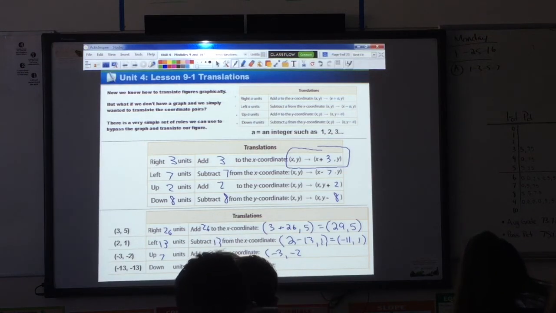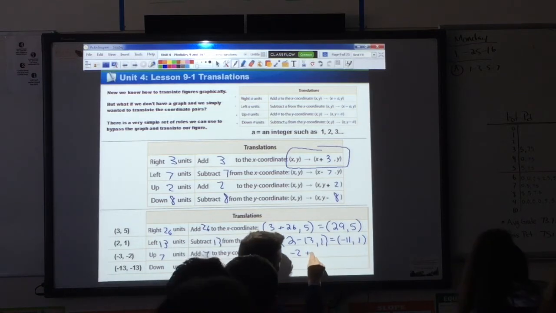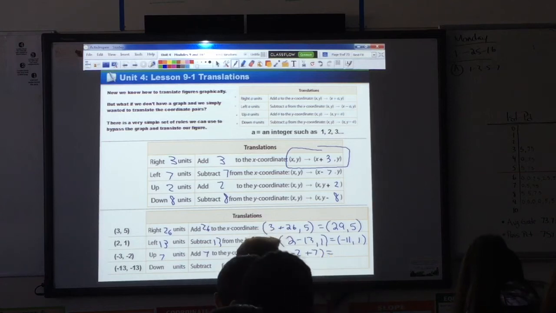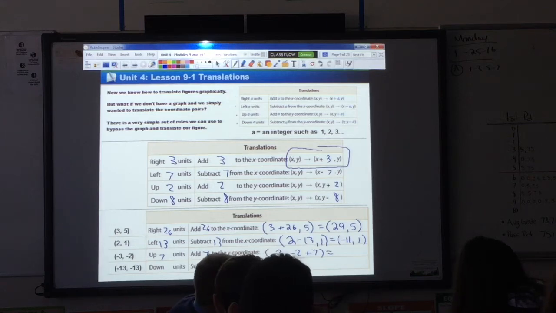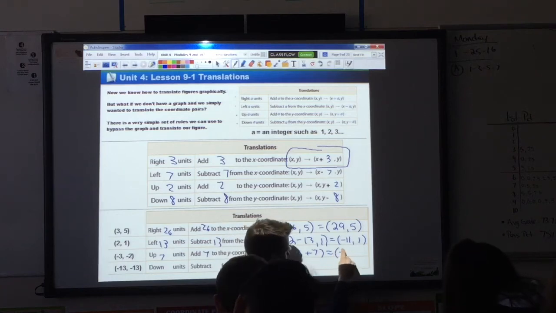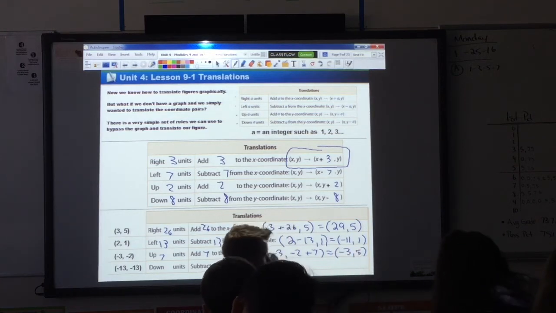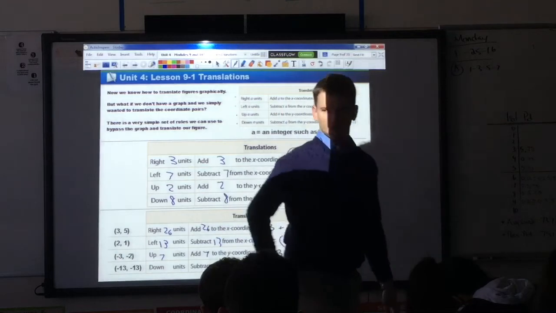You're adding it? I'm adding how much? 7. So I add 7 to it. Boom, boom. That's going to equal, what's my new coordinate pair going to be, Caitlin? Hold on, let's look at the x. Did the x change? We're doing the x first. Did the x change? Negative 3, comma 5. Perfect. Negative 3, comma 5. Good job. Thank you very much.